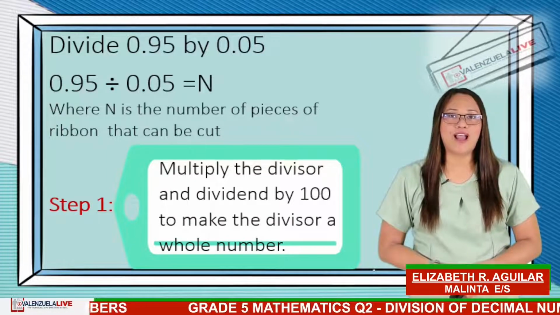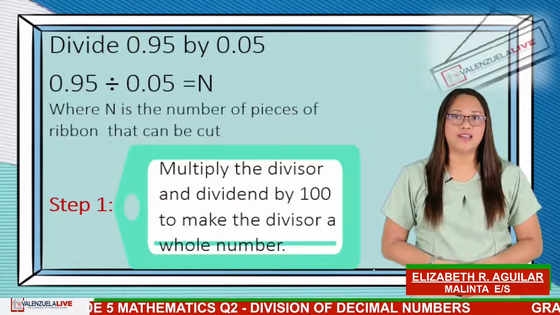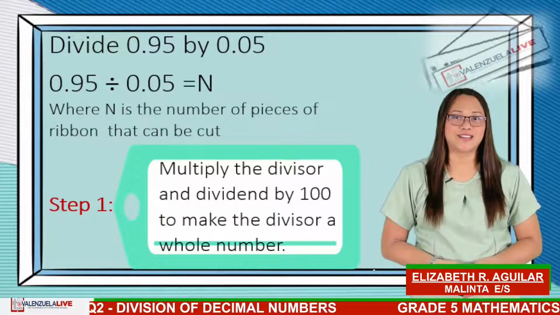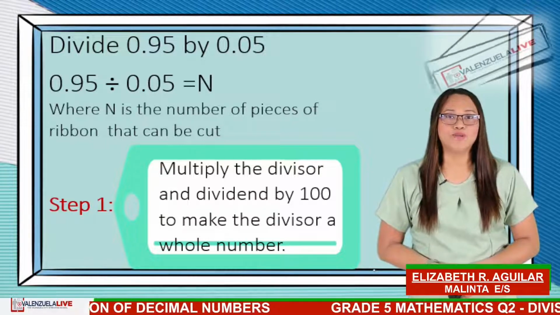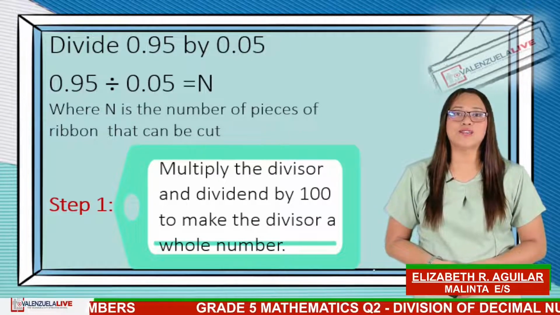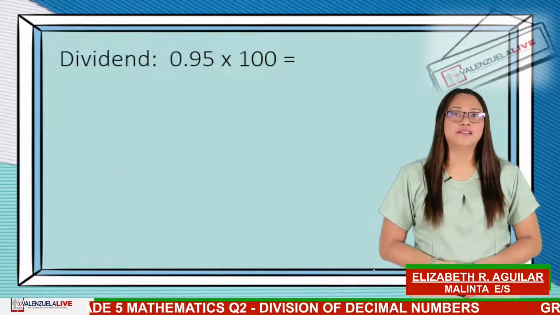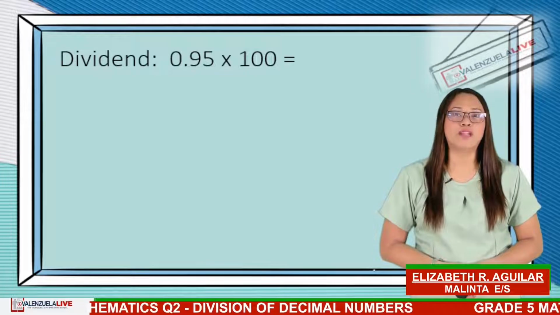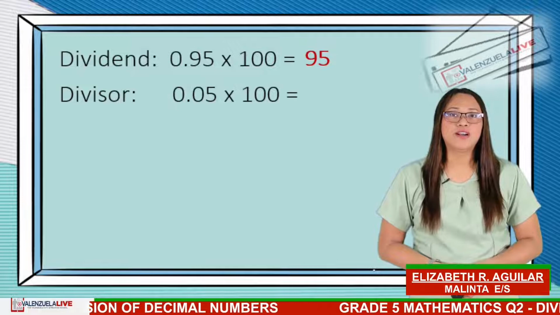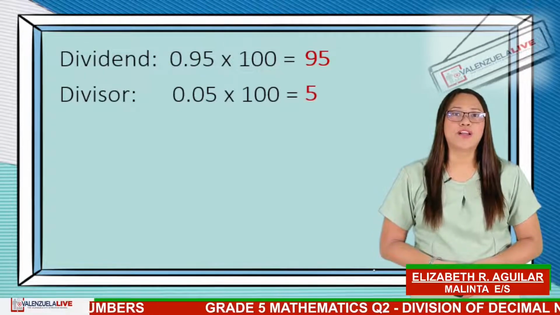So we have 9,500 divided by 500 is equal to n, where n is the number of pieces of ribbon that can be cut. So step 1, you have to multiply the divisor and dividend by 100 to make the divisor a whole number. So we have here 9,500 times 100 is equal to 95. And for our divisor, we have 500 times 100 is equal to 5.